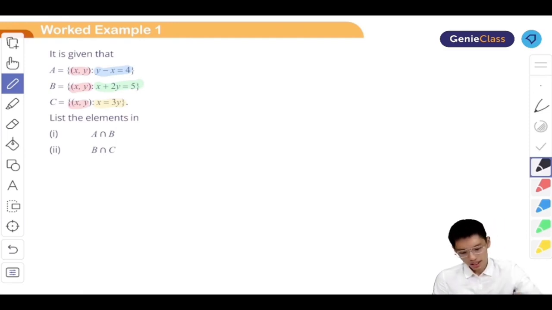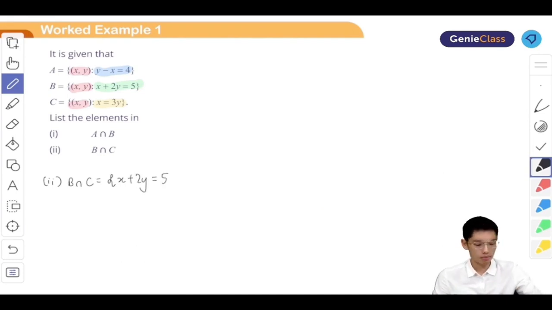Now, in this case, B intersect C. How is this set going to be defined? Same notion over here. B intersect C is going to be x plus 2y equals 5. And in this case, you realize this is going to be much more straightforward. I need my solution to fulfill this and this. So what happens? Okay, over here, I have two equations: x plus 2y equals 5 and x equals 3y.